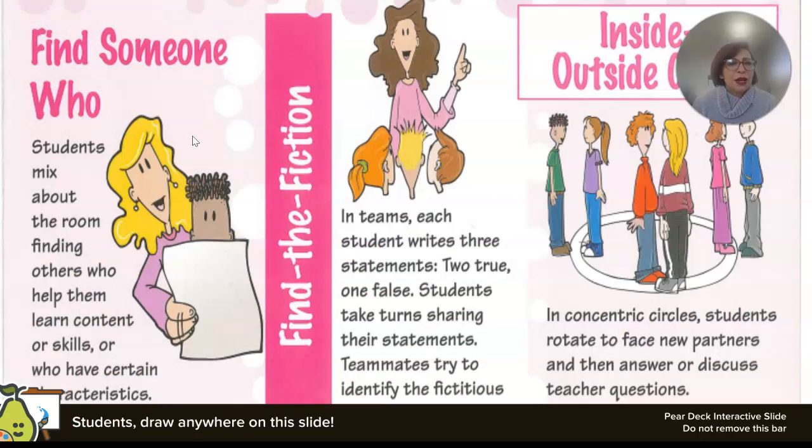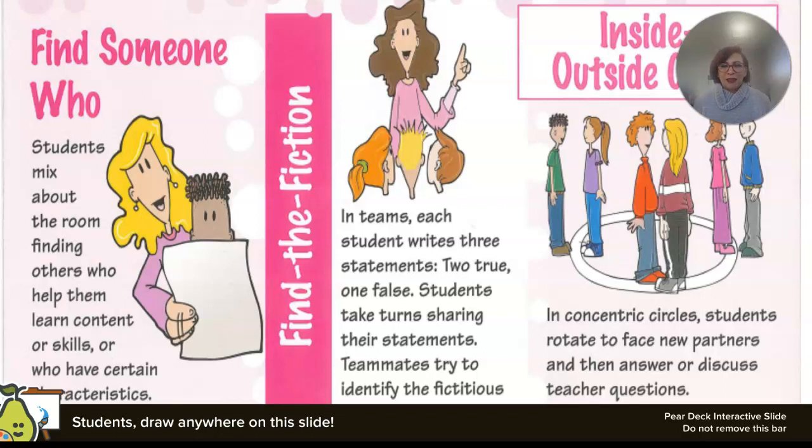Here's another one. Find someone who. Students mix about the room, finding others who help them learn content or skill. There's another routine called stand up, hand up, pair up. My students were so trained in this, I already knew. And I like to add music, and we kind of do a musical chairs.